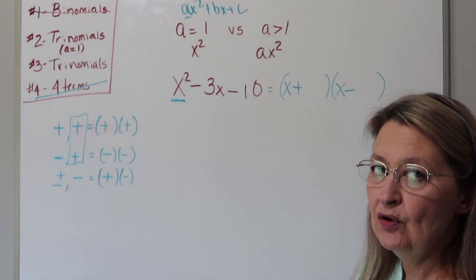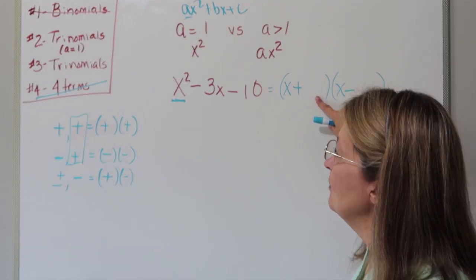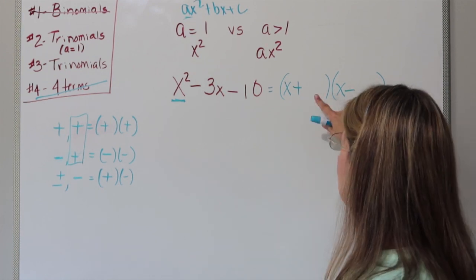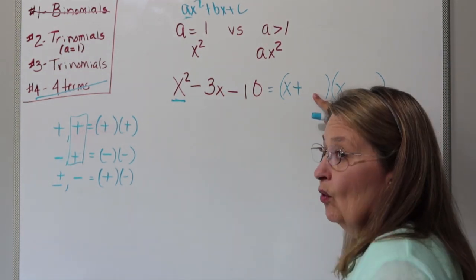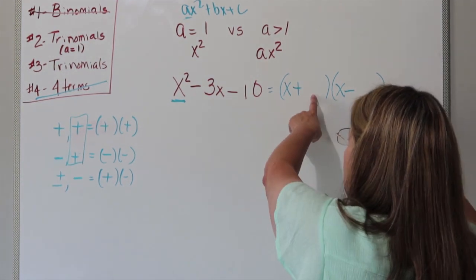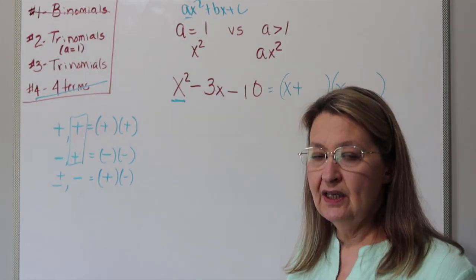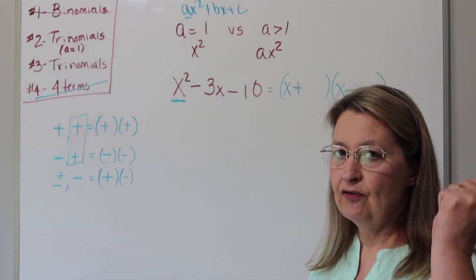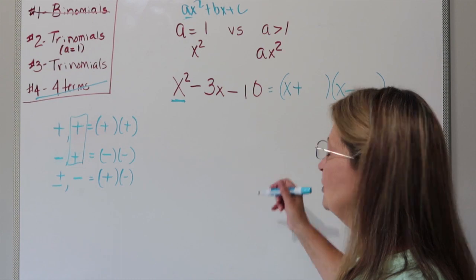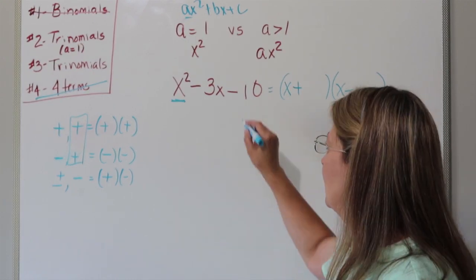Now I need to figure out what number goes in these two positions. And remember, there's two characteristics of these numbers. According to FOIL, when you unfoil, I have to be able to multiply them together to get negative 10 and add them together to get negative 3. And I'm sure in your head you've already picked those two numbers up, but let me show you the process in case you have a problem where you can't figure that out.